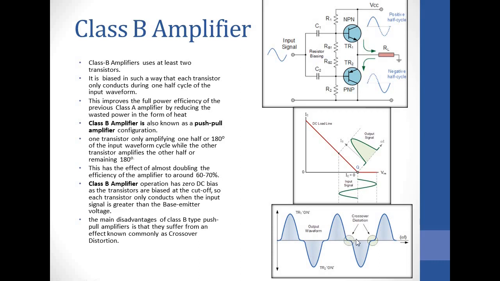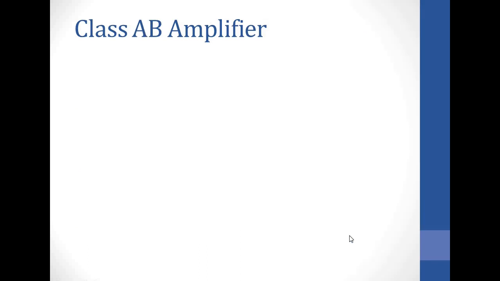There is a time when there is no output signal because of the switch over that happens. So that's one disadvantage of the class B amplifier. It introduces crossover distortion. So in order for us to counter this, we have what we call the class AB amplifier.